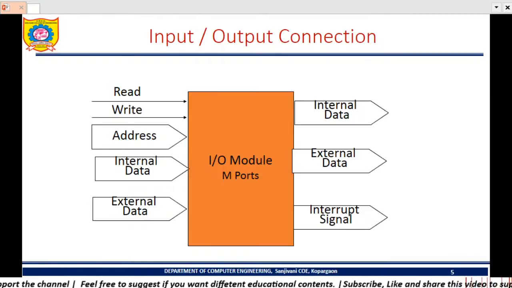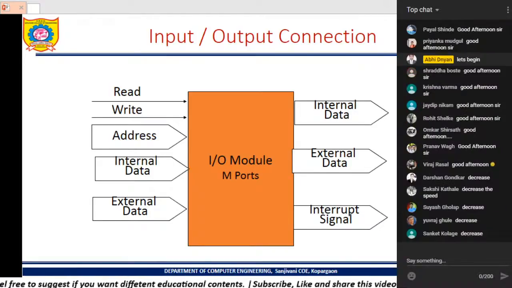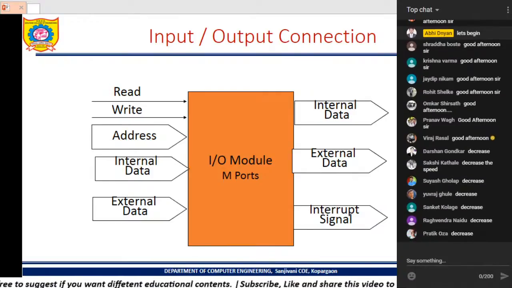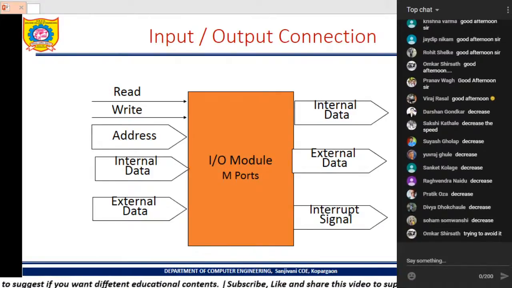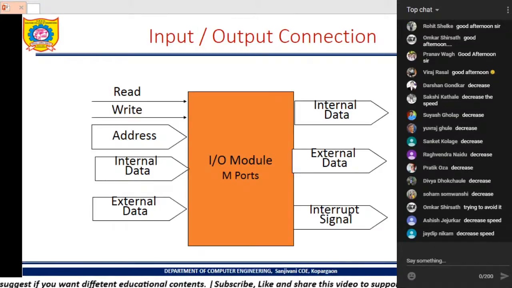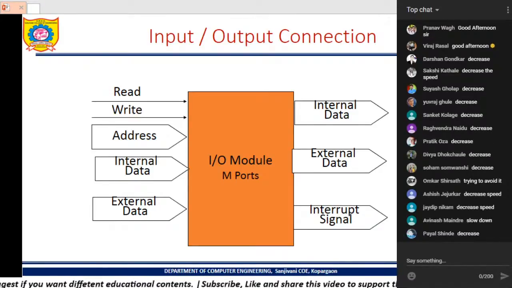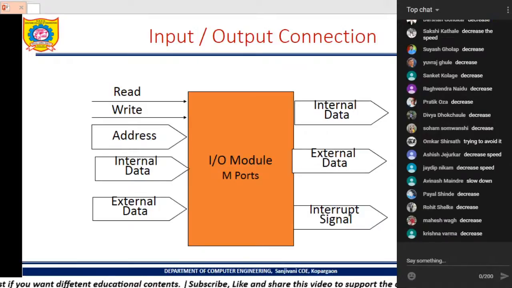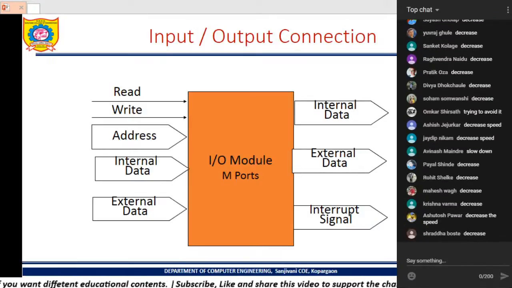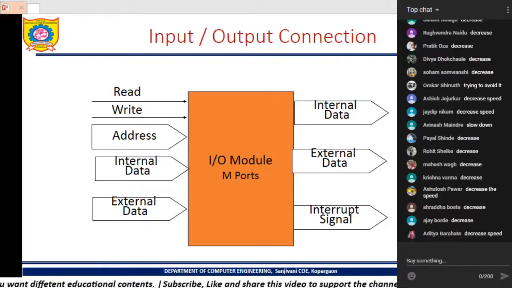Participation has gone down, only 3 participants are there. I want your answers. Only one answer up till now. Yeah, now answers have started piling in. Okay, Omkar, good answer. You can keep your speed as it is and you can try to avoid it.